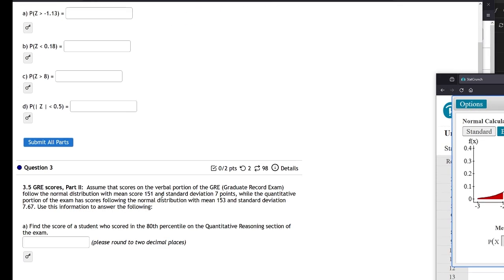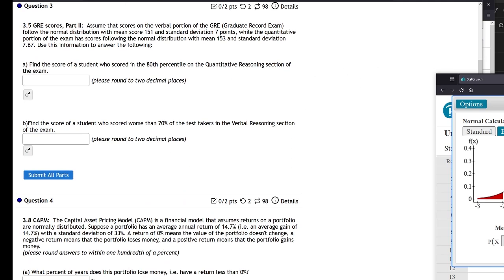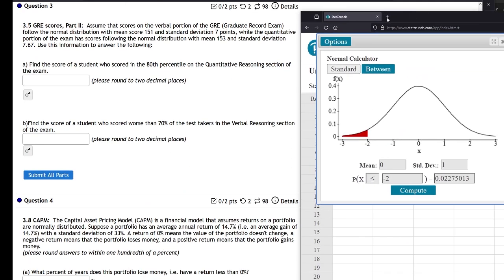All right, let's take a look here. Okay, we've got question number 3. GRE scores, part 2. Assume that scores on the verbal portion of the GRE follow the normal distribution with a mean score of 151 and a standard deviation of 7.